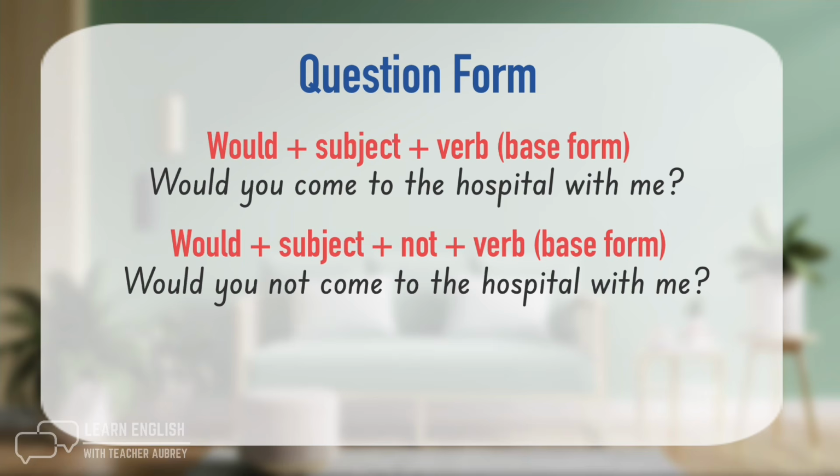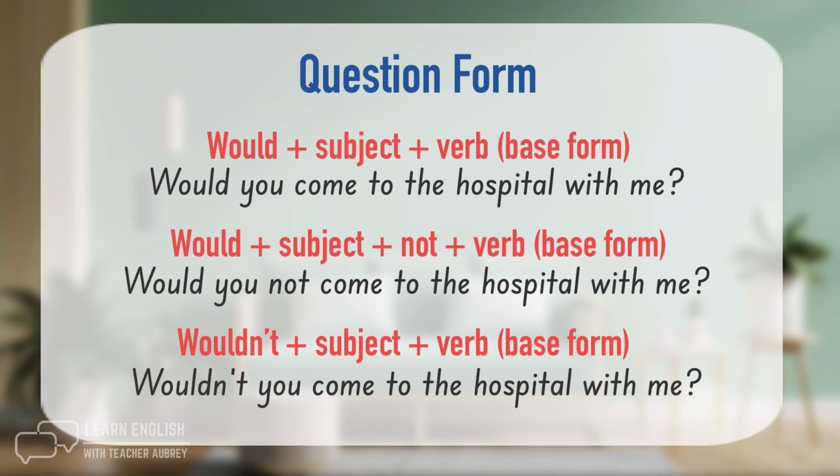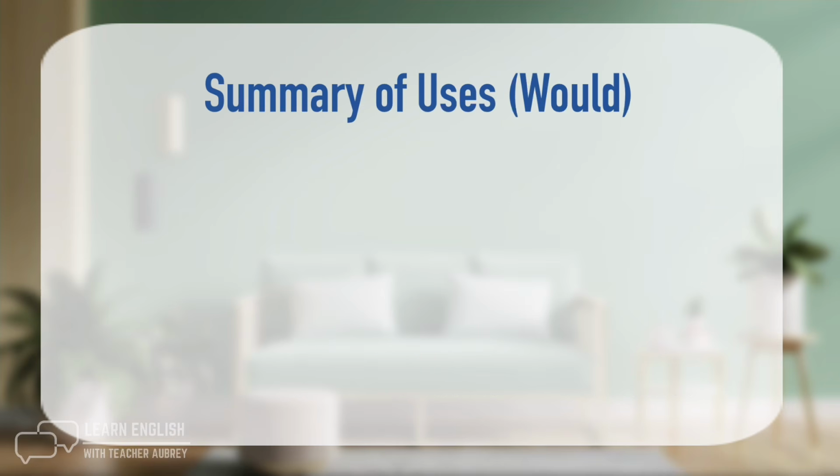And lastly, use the contraction or the shortened form of the words would and not. It will be wouldn't plus the subject plus the verb in its base form. Example: wouldn't you come to the hospital with me? Let's have a quick summary on how we can use the modal verb would.